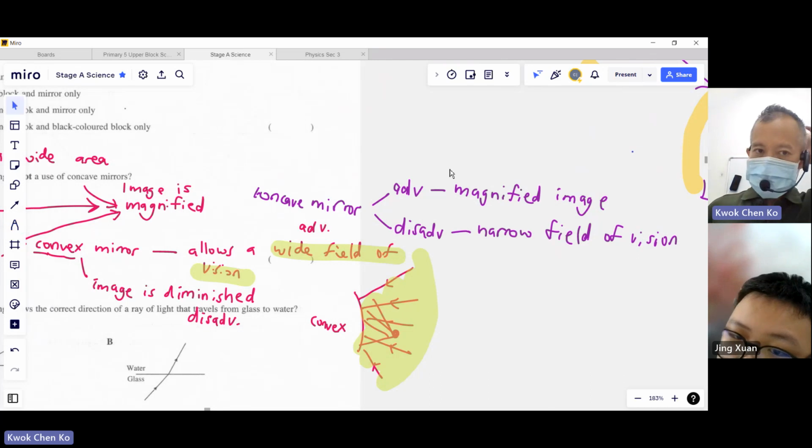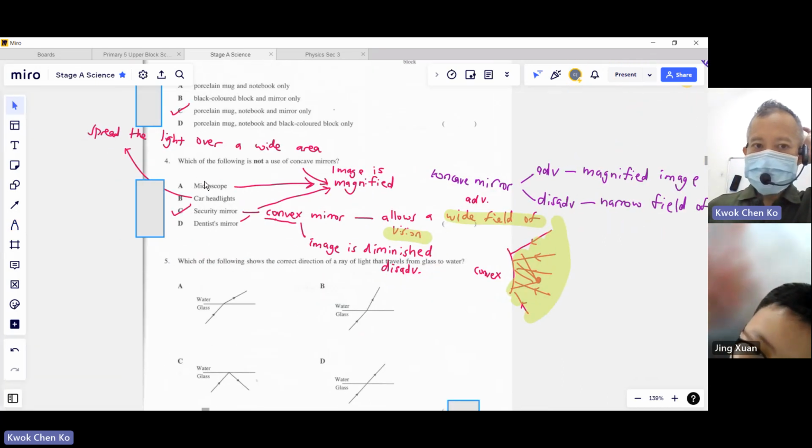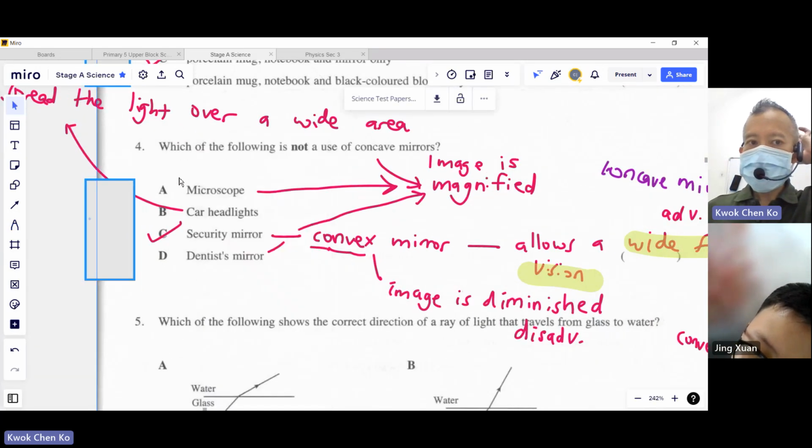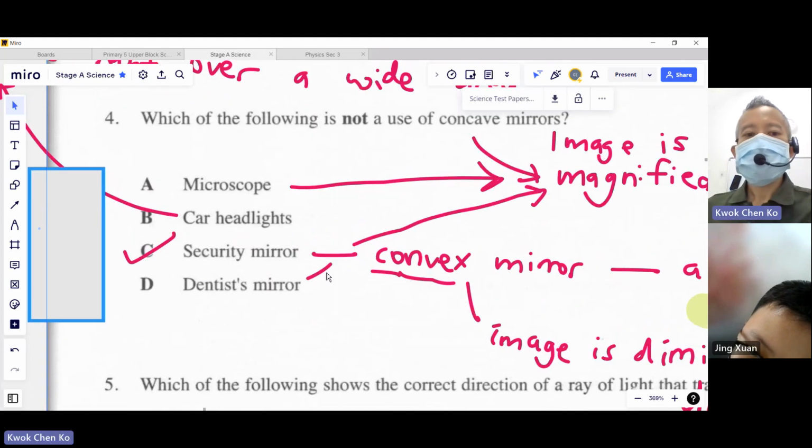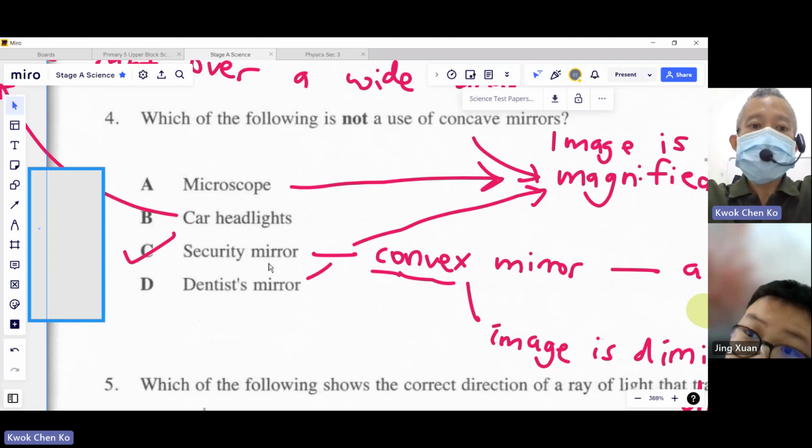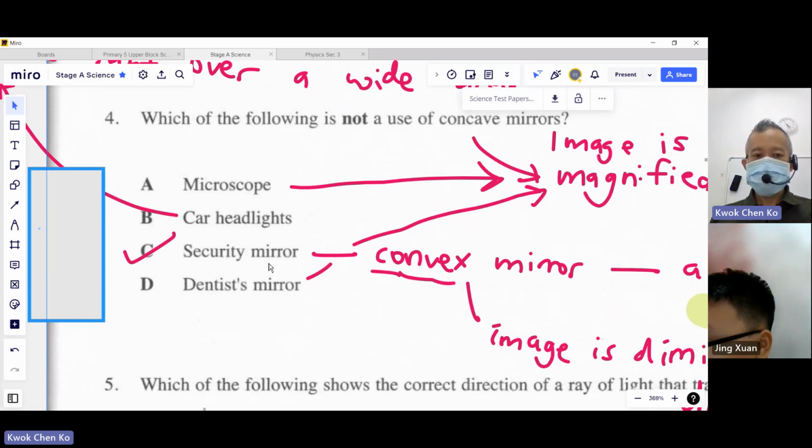All right, so yeah, just keep all this in mind. And of course, the more obvious one is for this case, you want a security mirror in order to see a wide field of vision. Right, so it uses a convex one.